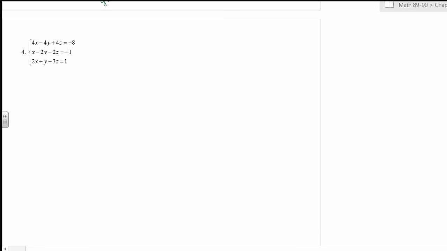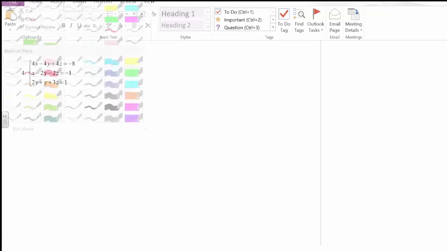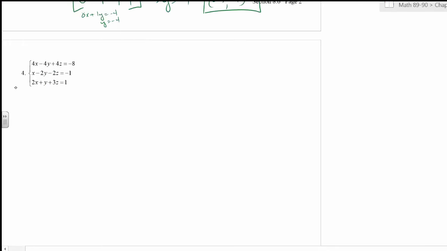I'm teaching you to do them by hand so that you understand the process behind it, but you can imagine there's a lot of technology that comes into play when you start really working with these. So first thing we're going to do, let me switch colors here, got a new problem, is we're going to switch over to matrix form. So I have 4, negative 4, 4, negative 8, 1, negative 2, negative 2, negative 1, and 2, 1, 3, 1.